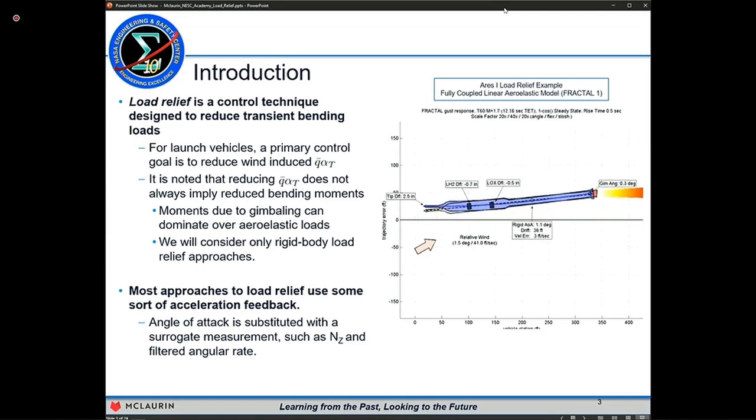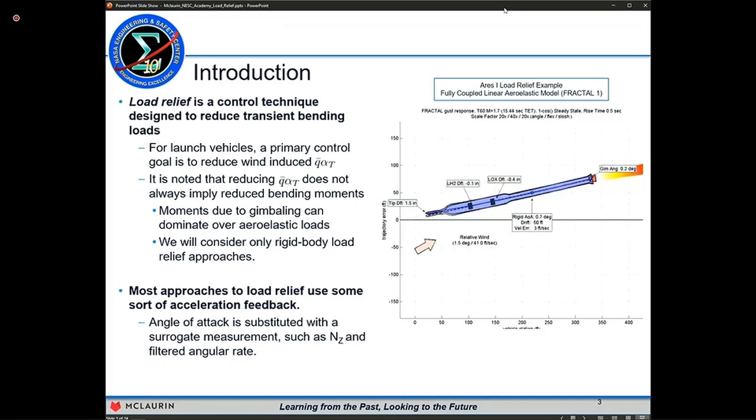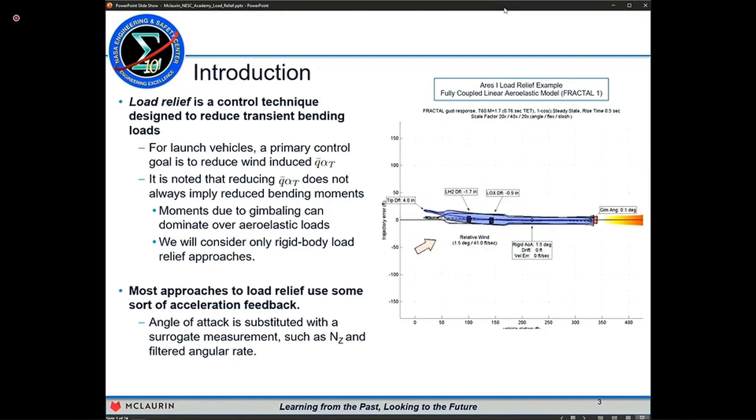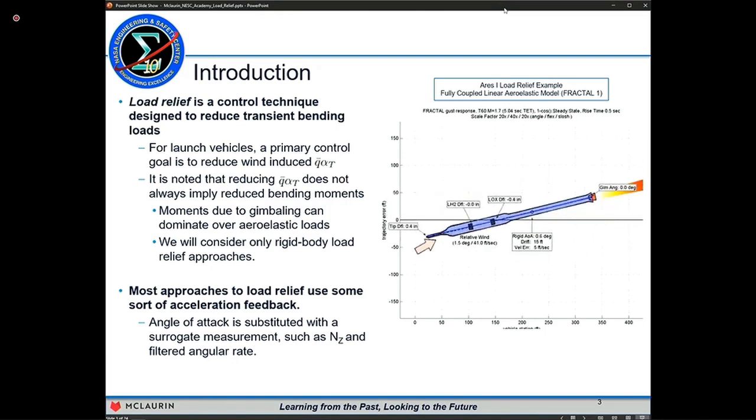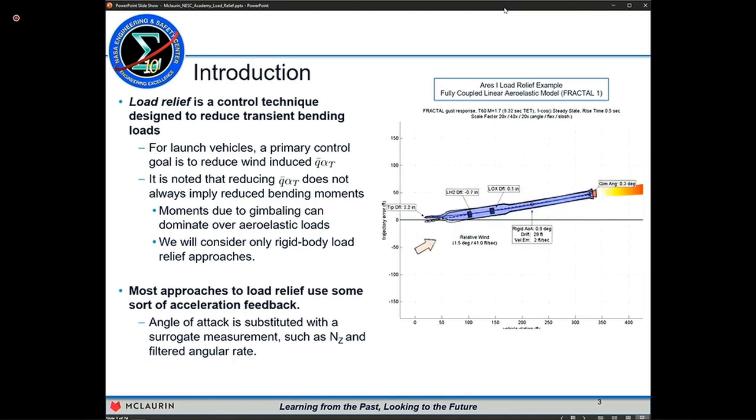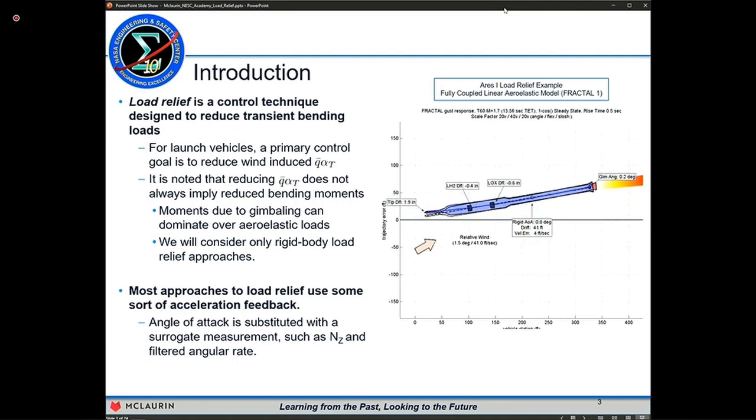In fact, for many large, long, flexible launch vehicles, Ares and Saturn being examples, what we found is that the moments due to gimbaling, in order to make Q alpha total take on a smaller value, can actually drive the loads up, sometimes in certain flight conditions higher than one would see with no load relief or reduced gain load relief. So I do want to caveat that at the outset.